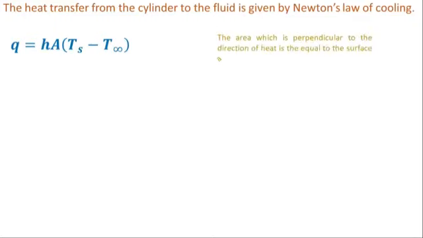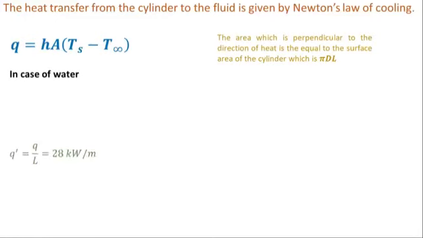The area which is perpendicular to the direction of heat is equal to the surface area of the cylinder, which is πdL. In case of water, the heat loss is given in per unit length, which is Q' = Q/L, and it is 28 kilowatt per meter.